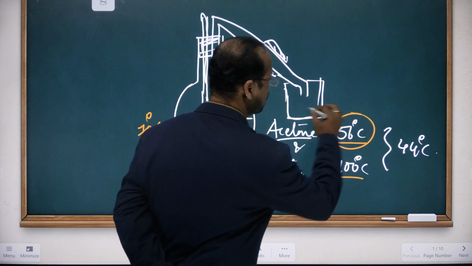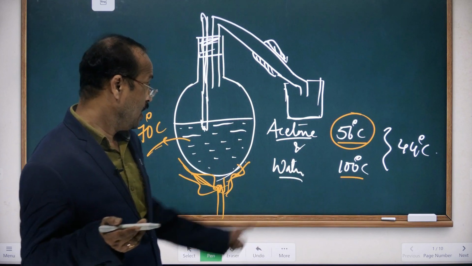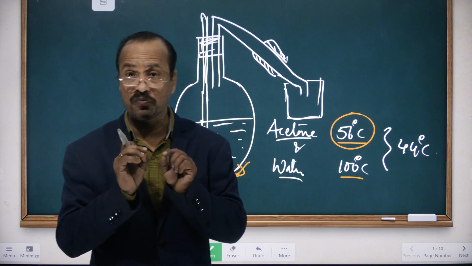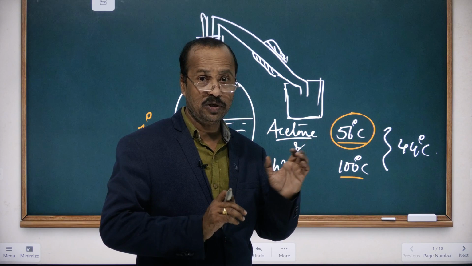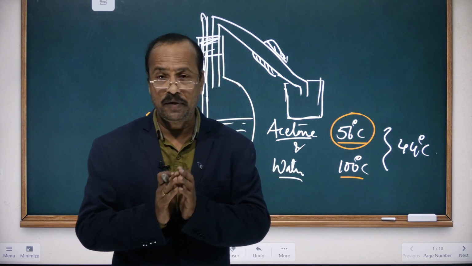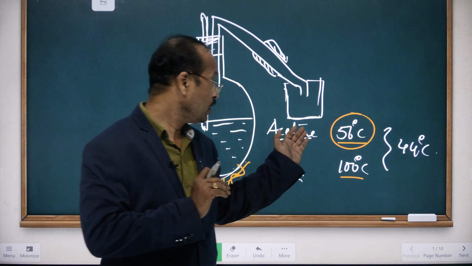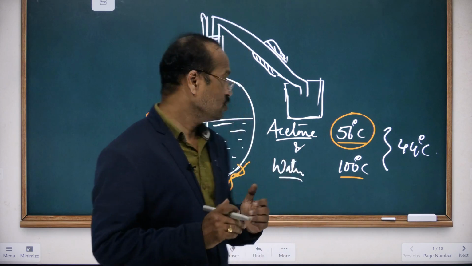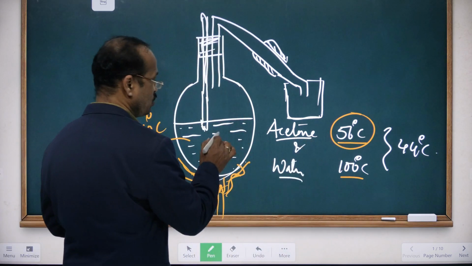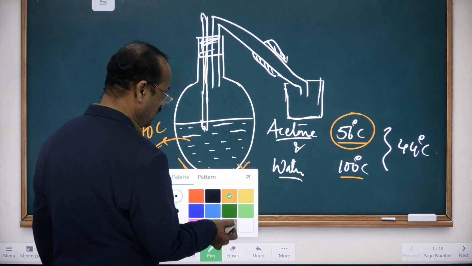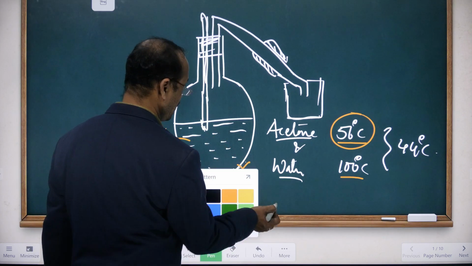Greater than 56. The acetone boiling point is 56 degrees Celsius, which means it boils. Boiling point means the temperature at which the liquid converts into gas. So now the temperature is 70 degrees Celsius. So what happens? The acetone which is present inside will be converting into gas, right?